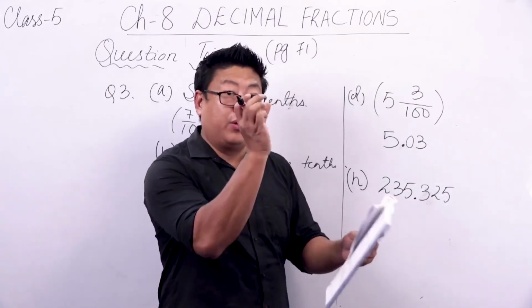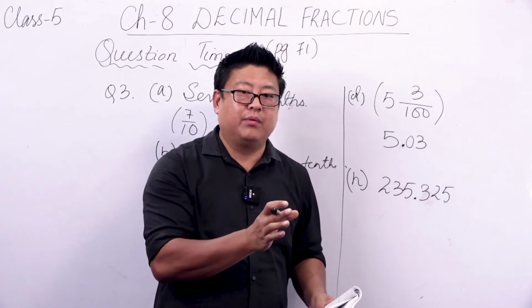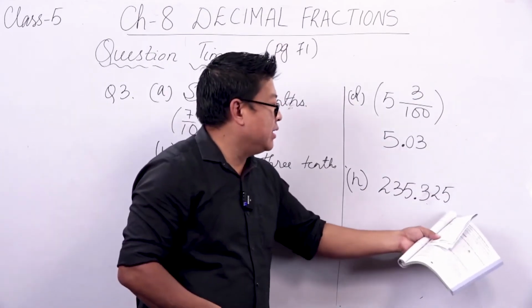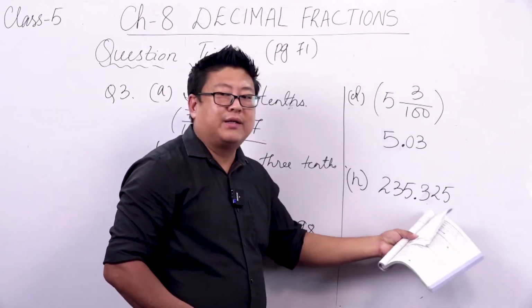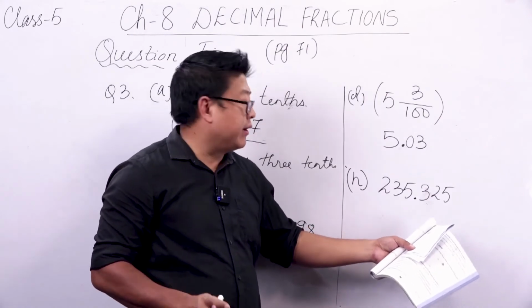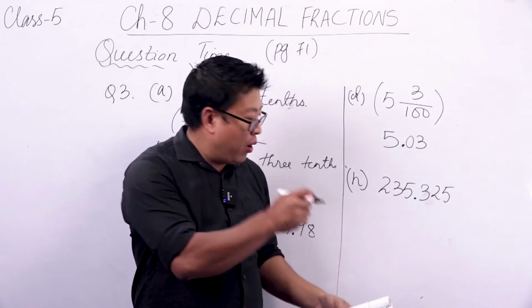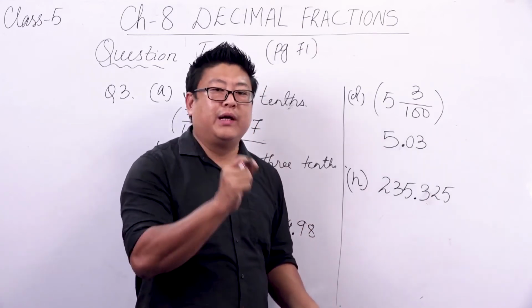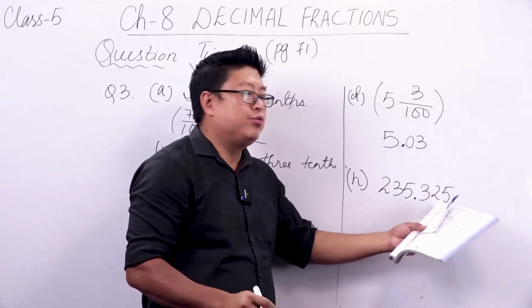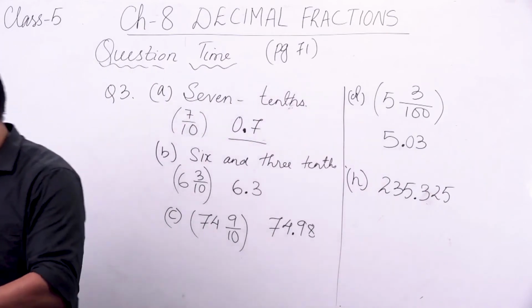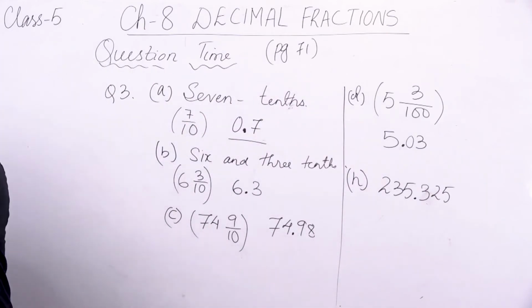Similarly, 235.325. We will read only the numbers, okay? Not the number name, all right? We will read only the numbers. You may read 235.325. That is not correct, all right? So how you have to read is 235 and point. So after point, you will read number by number. 3, 2, 5. All right? So that's just a small lesson that we have to learn.